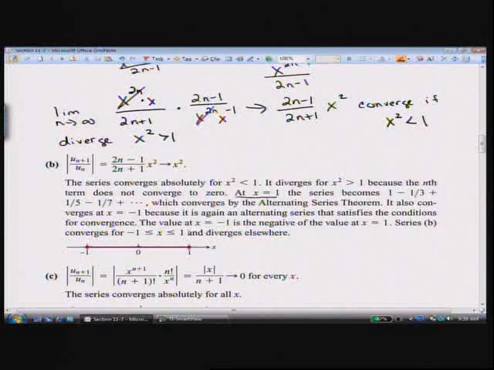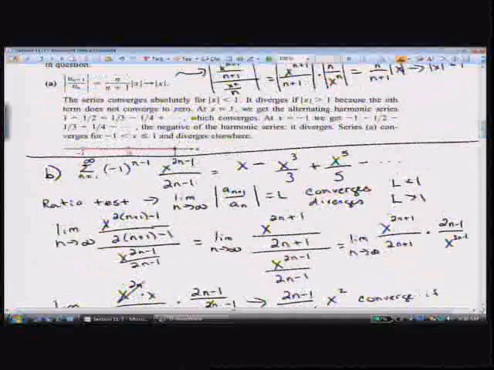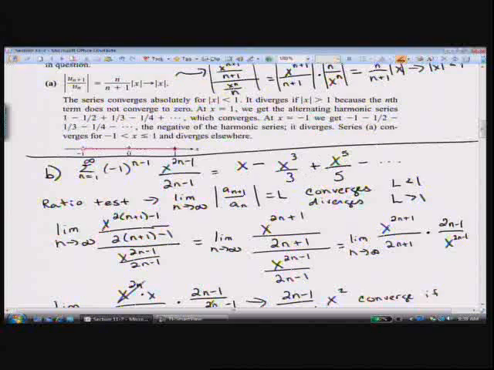Let's see. The value at x equals negative 1 is negative the value at x equals 1. So what we have here is the interval of convergence for that series is from negative 1 to 1 inclusive. Okay? So in this power series, if x is a number between negative 1 and 1, it's always going to converge. All right? Okay.